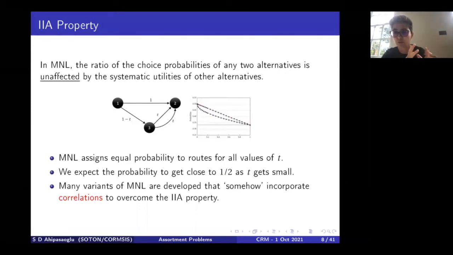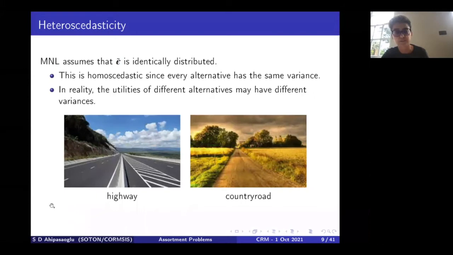by trying to extend it in a very ad hoc way. One of them would be, for example, using a nested model where you first look at the probability of choosing the upper route or one of the two bottom routes. And then once you know that you're choosing one of the two bottom routes, you look at which one would be chosen. So this is one way of dealing with it. But what we're going to see is there are better ways.